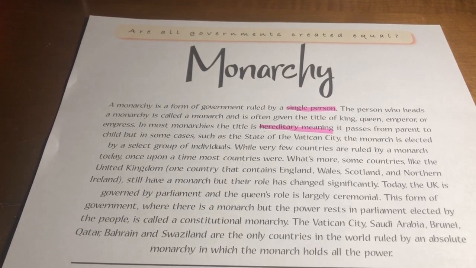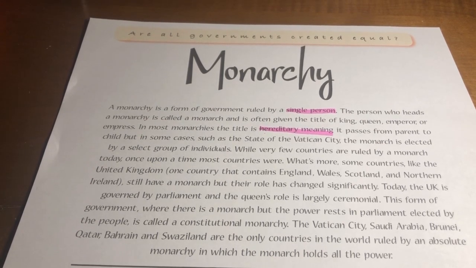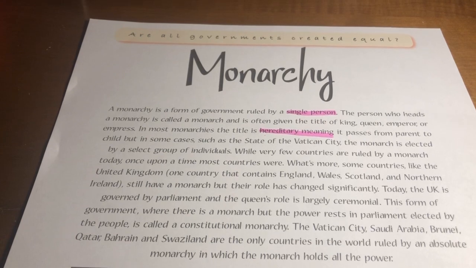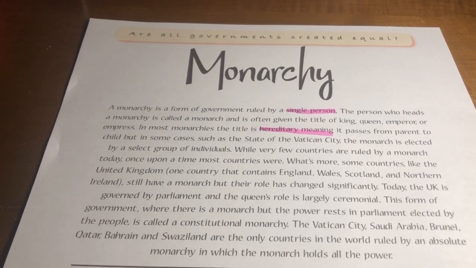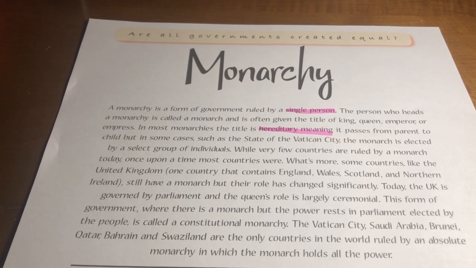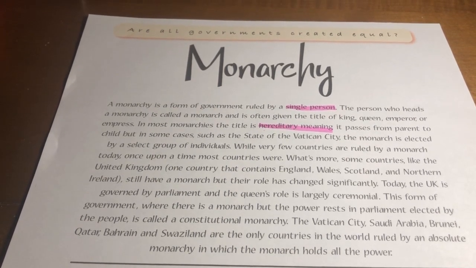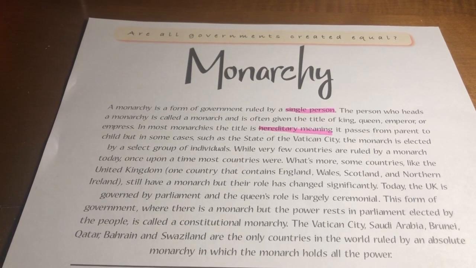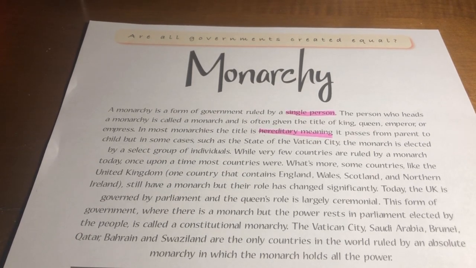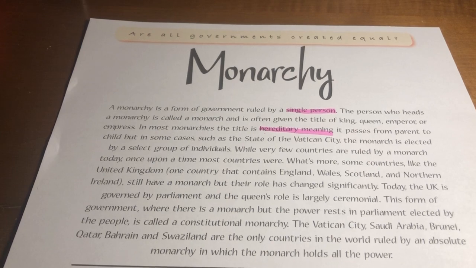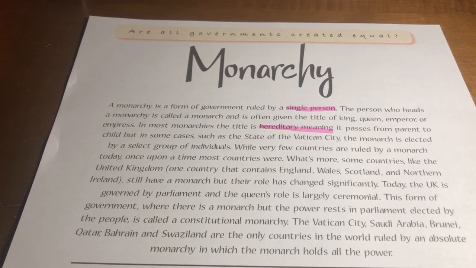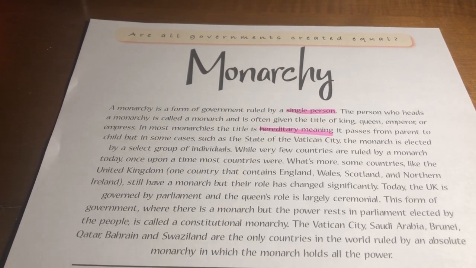This form of government, where there is a monarch but the power rests in Parliament elected by the people, is called a constitutional monarchy. The Vatican City, Saudi Arabia, Brunei, Qatar, Bahrain, and Swaziland are the only countries in the world ruled by an absolute monarchy in which the monarch holds all the power.